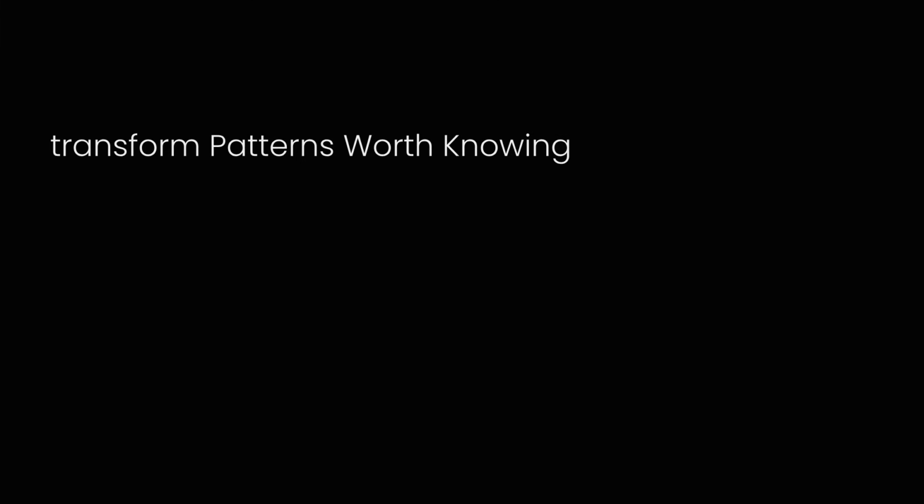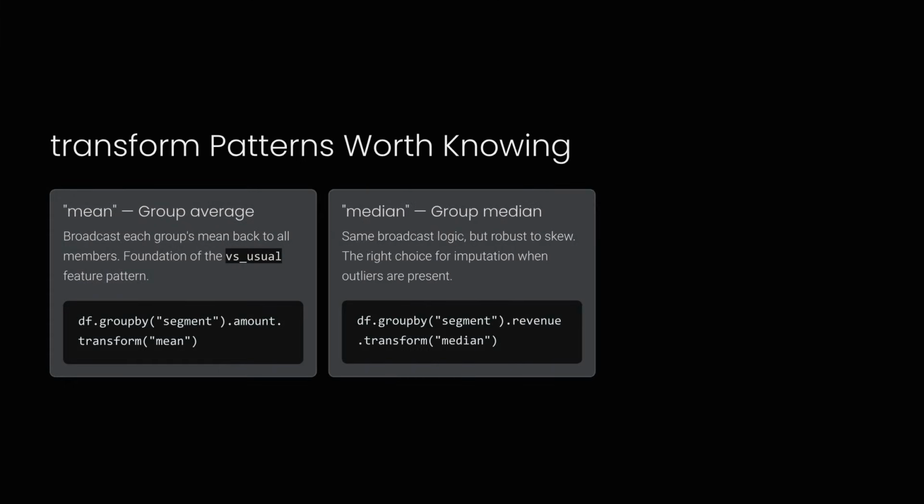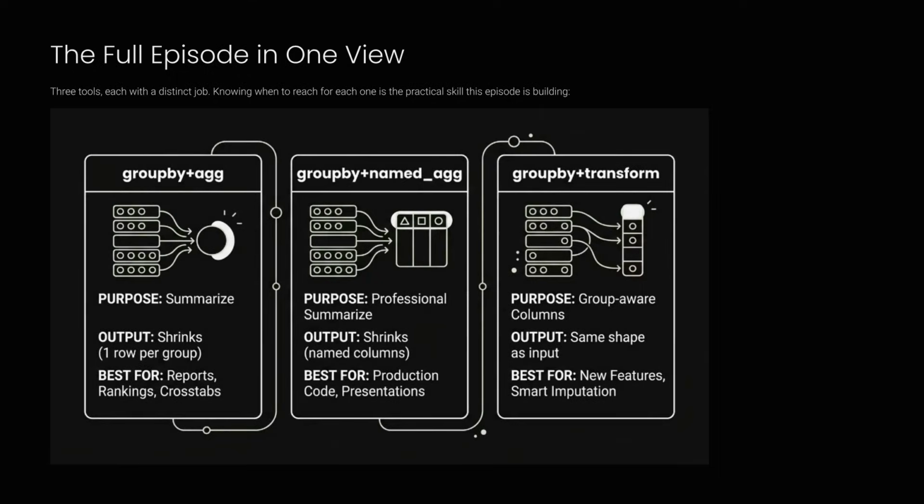There are 3 transform patterns you should know: mean for averages, median for robust imputation, and sum for creating percentage-of-group features. These are the building blocks of sophisticated feature engineering. Here is the full toolkit at a glance. We have aggregation for reports, transform for feature creation, and the reset index move for final data presentation. Knowing which to choose is your key to mastering GroupBy.